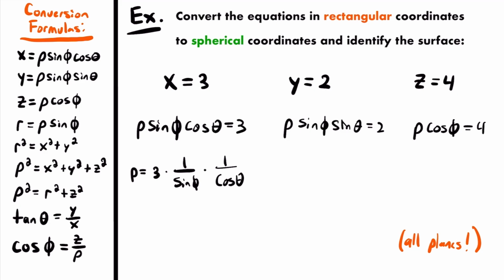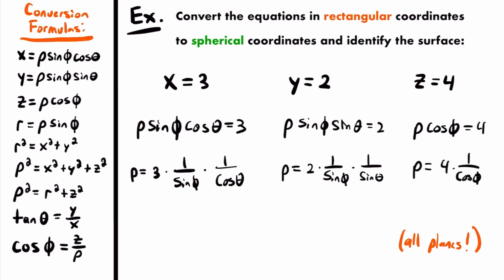For the y equation, we'll have rho is equal to 2 times 1 divided by sine of phi times 1 divided by sine of theta. And then for the z equation, we'll have rho equals 4 times 1 divided by cosine of phi.